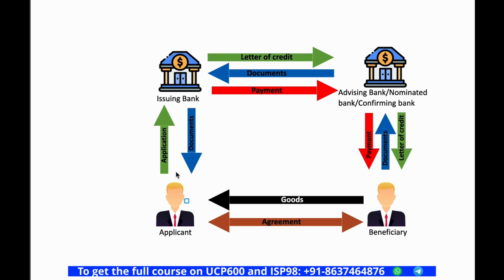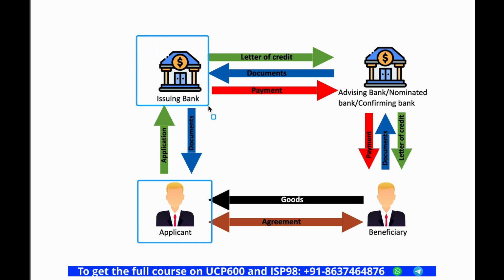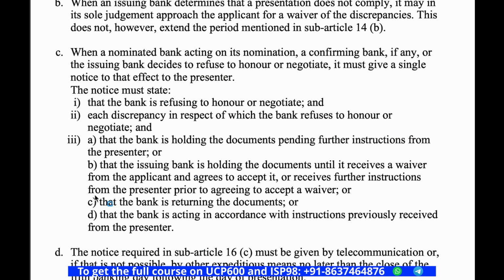That is, the issuing bank will say, we will hold the documents until we receive waiver of discrepancies from the applicant and we agree for the same, or until we receive further instruction from the presenter. Here, if the applicant waives the discrepancies before receiving any instruction from the beneficiary and the issuing bank also agreed to the waiver, then the presenter's instruction will have no role, and the similar thing will apply to the other case as well, right? And the third option is that the bank is returning the documents.